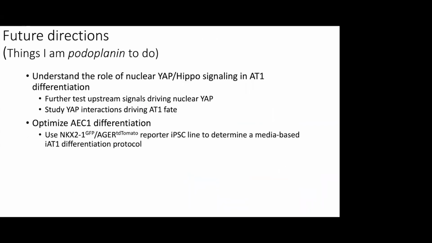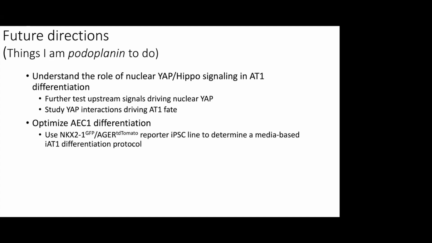So the future directions, or things that I am planning to do, is try to really understand the role of nuclear YAP and Hippo signaling in this type 1 cell differentiation, really trying to understand what the signals are that are driving this nuclear localization of YAP. Because you can overexpress as much wild type YAP as you want, but if it's not going into the nucleus, it's not going to cause this differentiation that I'm seeing with the YAP5SA.